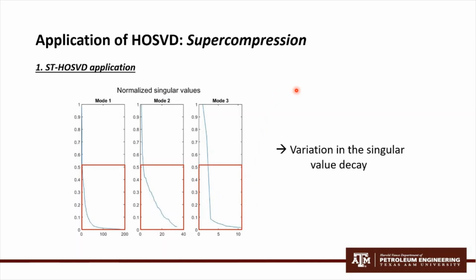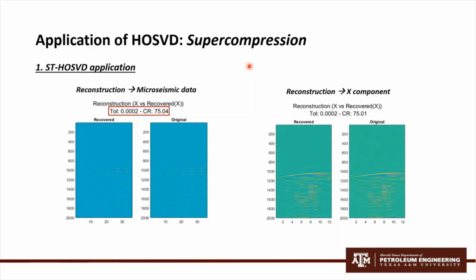The normalized singular values were determined in order to observe the variability of each mode. And as I mentioned before, this was estimated by applying the Frobenius norms on the core tensor of my HOSVD. The reconstruction of my original tensor is displayed in this figure using a tolerance of 0.0002. Additionally, the reconstruction associated with the X component can be observed here on the right side, where we can clearly observe the negligible error and similitude associated with it. So we notice that they are basically almost the same.